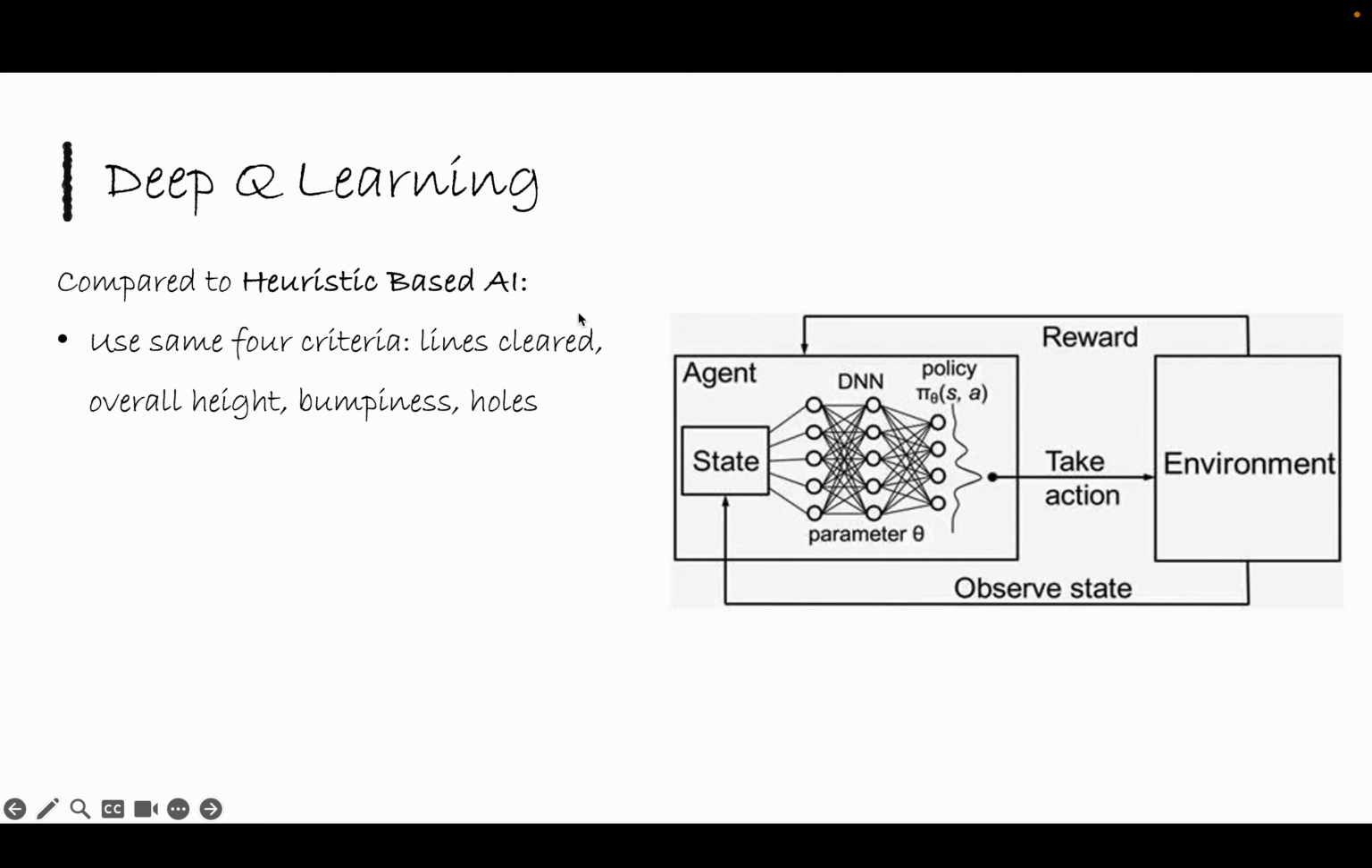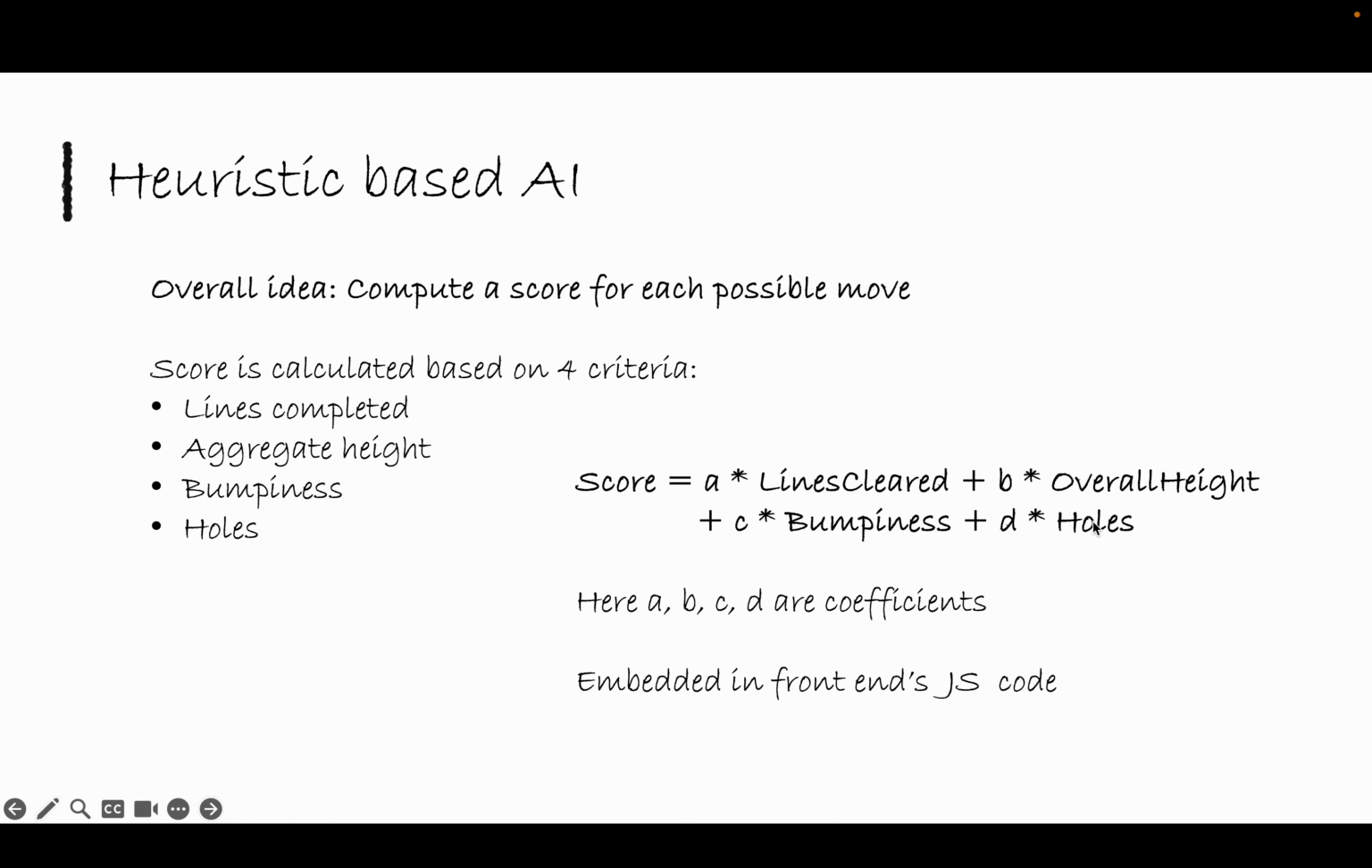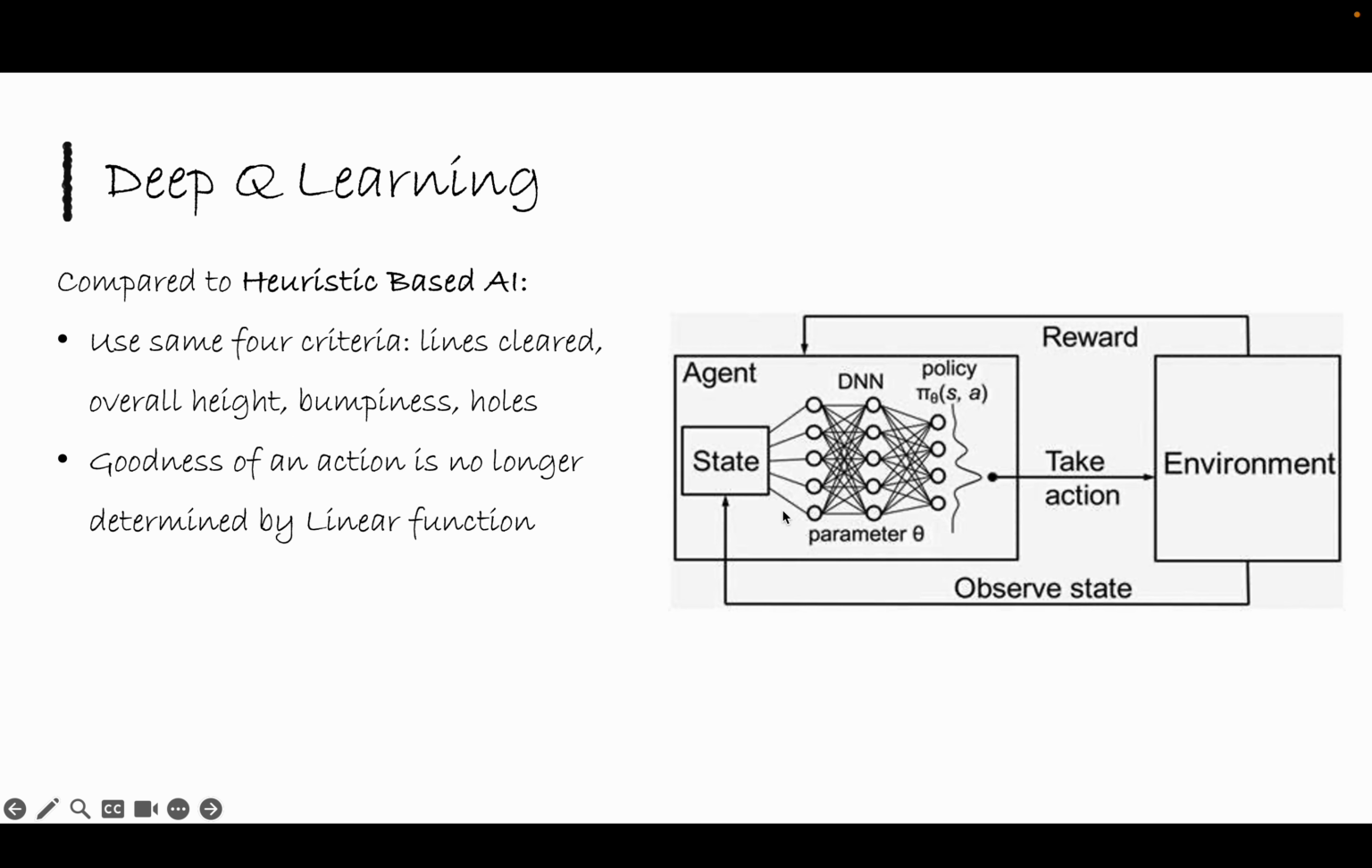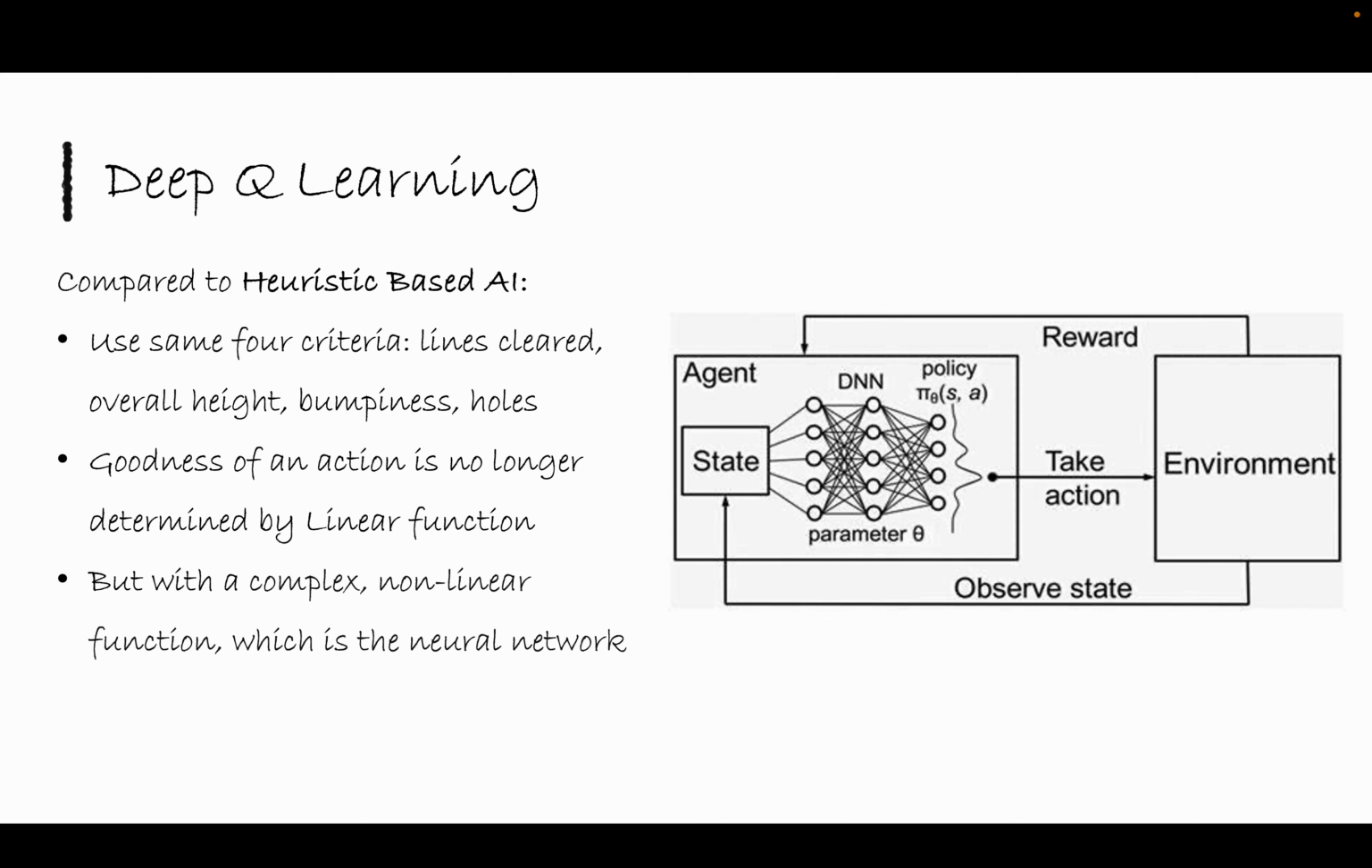Compared to heuristic-based AI, they both use the same four criteria: the lines cleared, the overall height, the bumpiness, and the holes. However, the goodness of an action is no longer calculated by the linear function like we showed previously. It is calculated by the neural network, since we know that a neural network can represent a more complex and non-linear function. So it's not surprising that it can have a better performance.